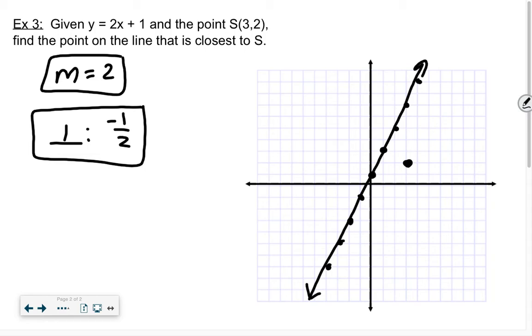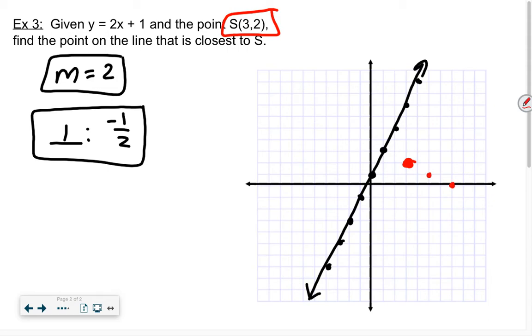Now the good news is we don't have to worry about a y-intercept because we actually already have a point that this thing's going to go through. It's this point right here at (3, 2). They told us it has to go through that point. So because we have a point and we know what the slope's going to be, we can just go ahead and draw in the slope off of this point. So from this point, I'm going to go down 1, right 2.